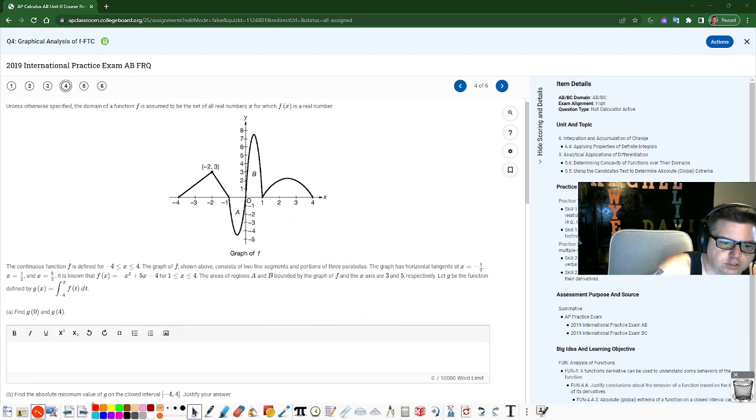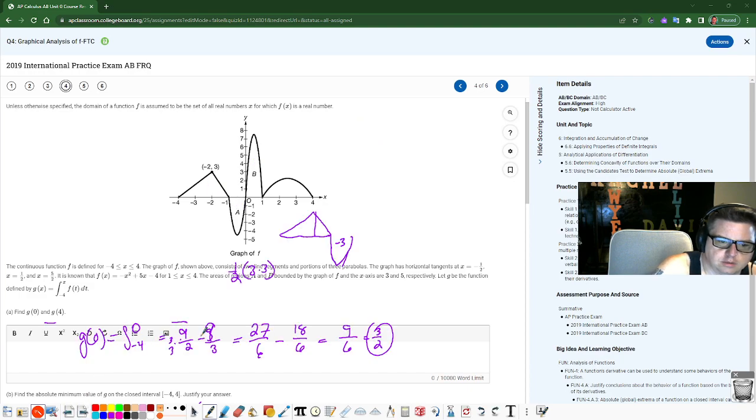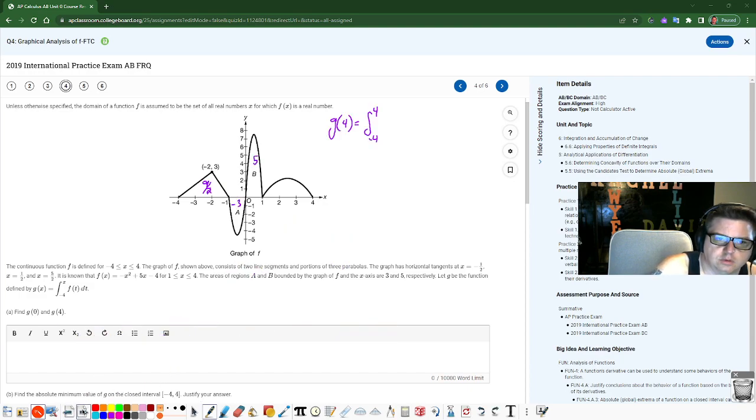Then we can go to g of 4. So now if we do g of 4, we're looking at from negative 4 to 4. So we know this is negative 3. We know this is positive 5. We know this was 9 over 2. Correct? Yep, 9 over 2.